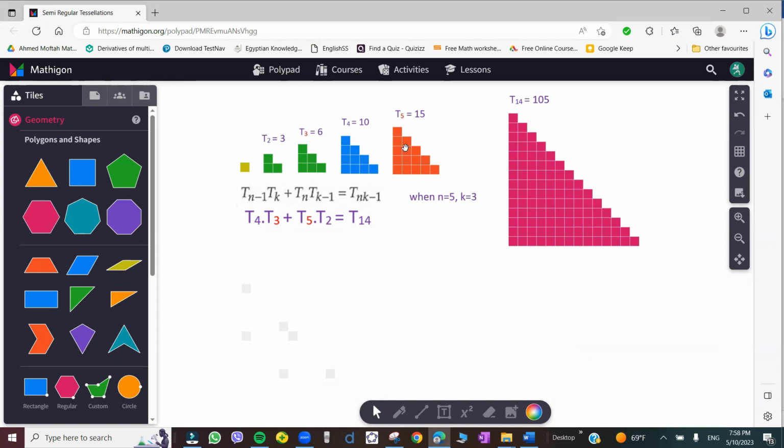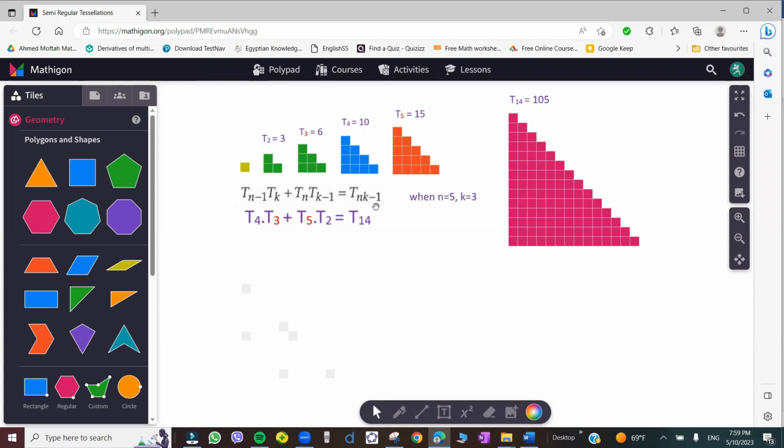You can see the same given: term number n minus 1, which is term number 4, term number k, term number 3, term number n, which is term number 5, k minus 1, 3 minus 1, term number 2, and term number nk minus 1, which is term number 14. The number of units for term number 2 is 3, term number 3 is 6, term number 4 is 10, term number 5 is 15, term number 14 is 105. Can we see visually that the left-hand side equals the right-hand side for this identity?